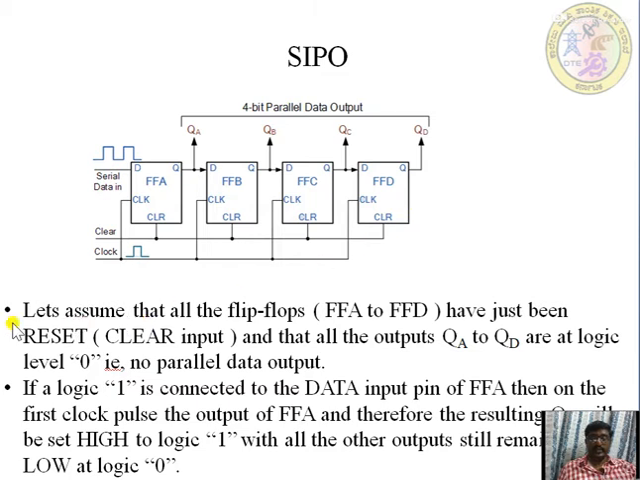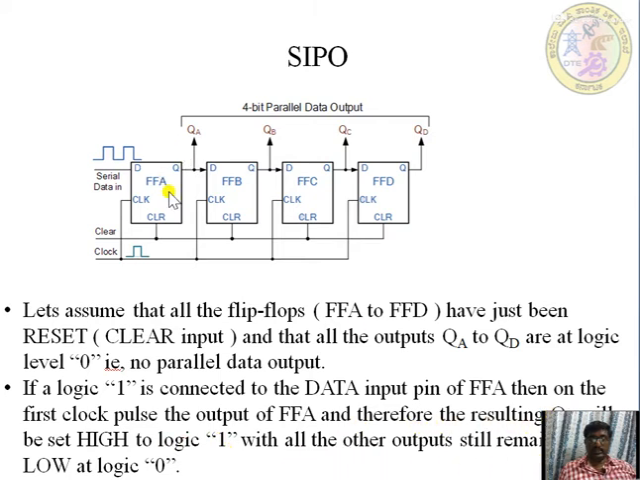Next, the same thing is explained now. Let's assume that all the flip-flops, flip-flop A to flip-flop D, have been reset by the clear input, so all the outputs QA to QD are at logic level 0, with no parallel data outputs. If a logic 1 is connected to the data input pin, the serial data in, then on the first clock pulse the output of flip-flop A is set to high, with the other outputs remaining low at logic 0.